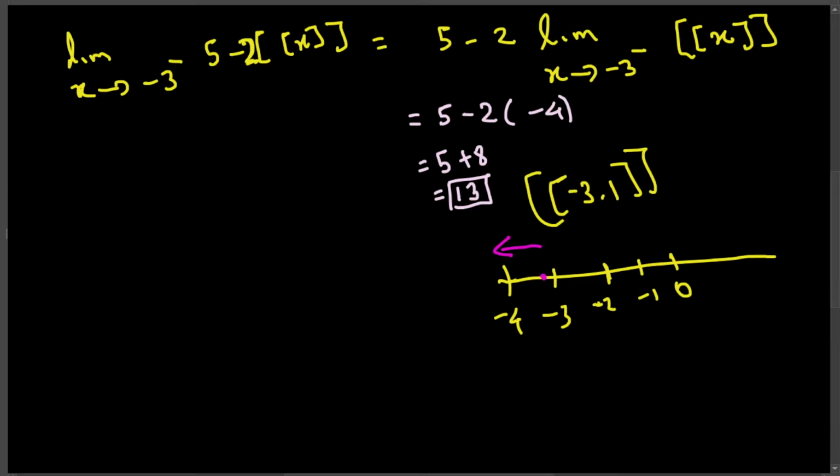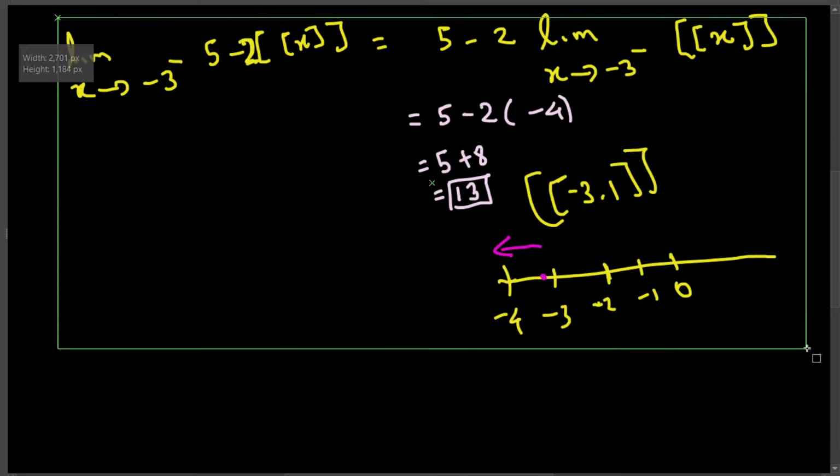Let's look at another problem. Let's erase this one first. Let's say we have a question given like this: the limit as x approaches 3 of 2 minus the greatest integer of -x. Evaluate this function. Let's go ahead and do it.